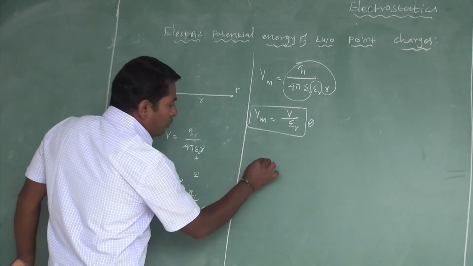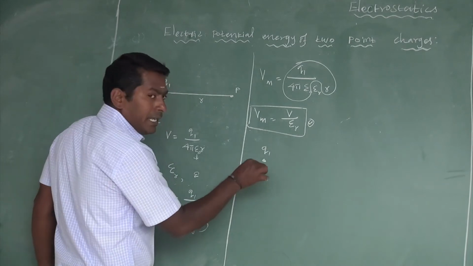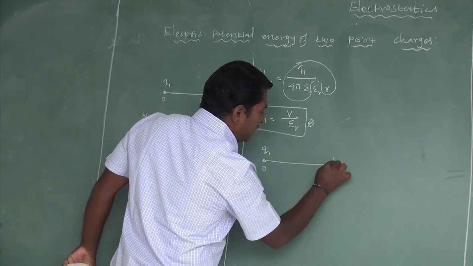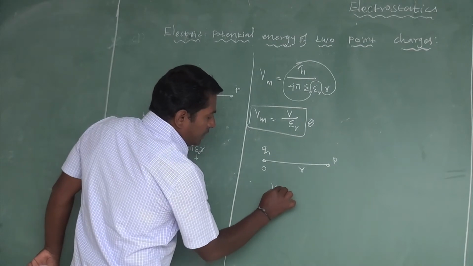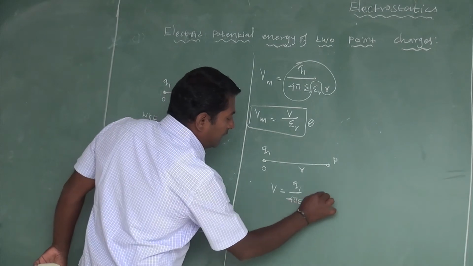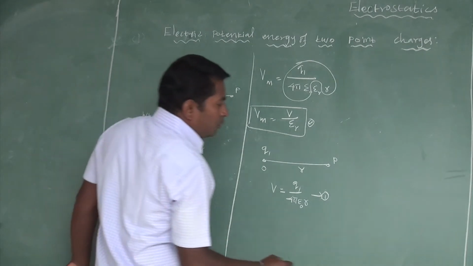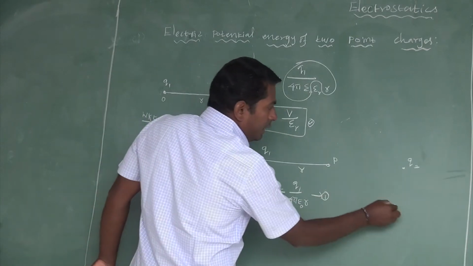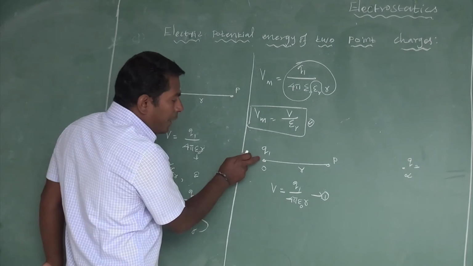So let me consider one point charge Q1 placed at a point O in air or vacuum or free space, which produces electric potential at a point P at a distance R. V is equal to Q1 divided by 4 pi epsilon naught R, equation number 1. Next, we assume another point charge Q2. Initially, that point charge Q2 is placed at infinite distance from the first point charge Q1.